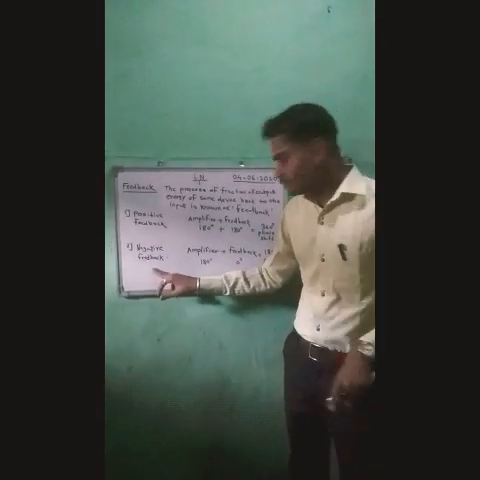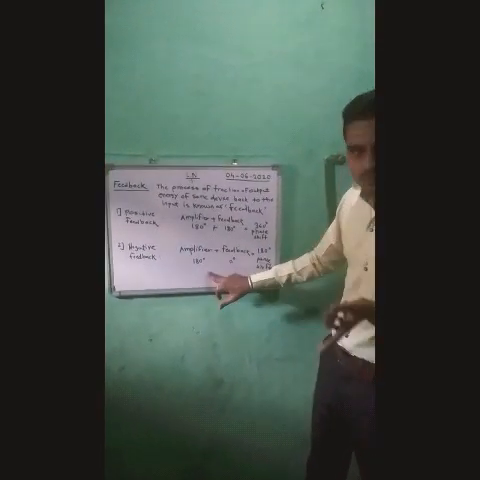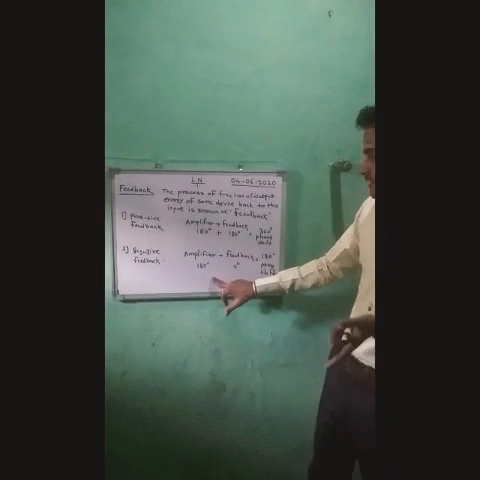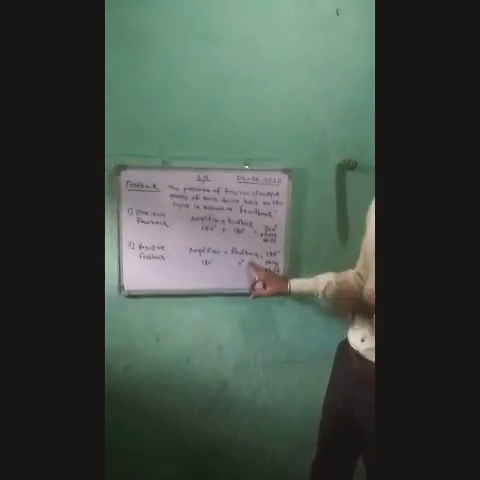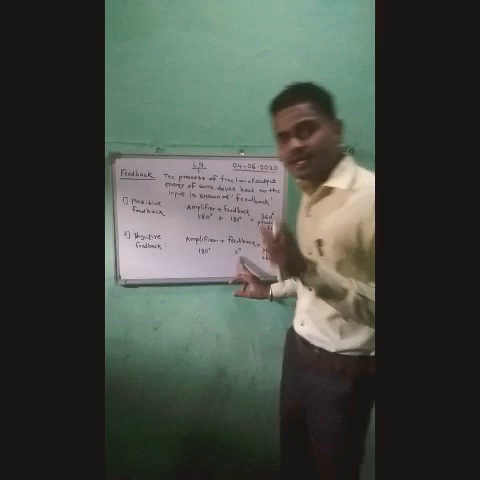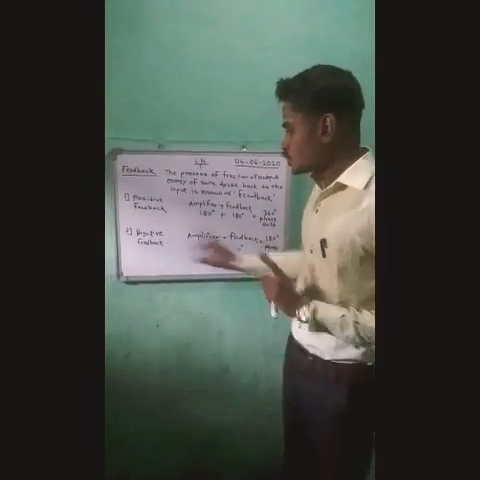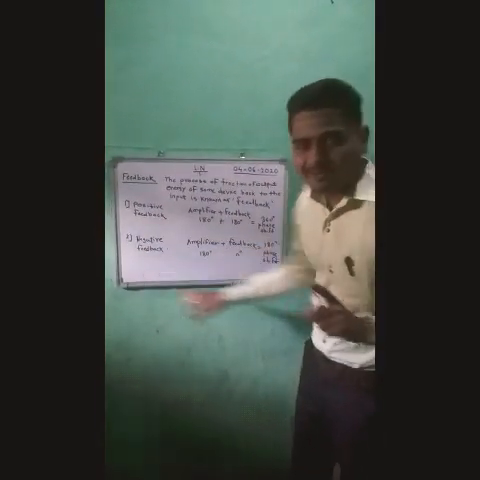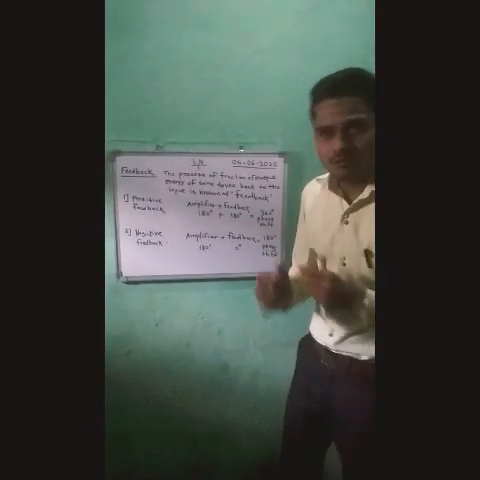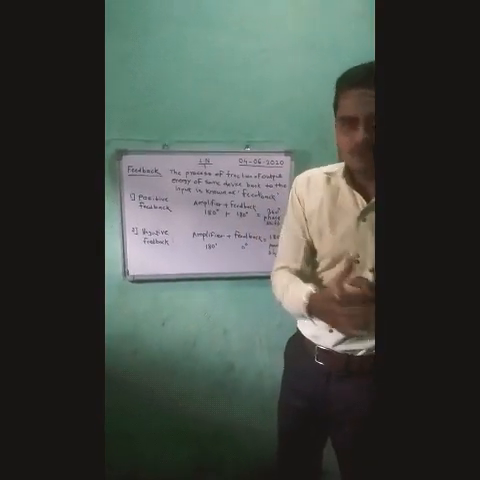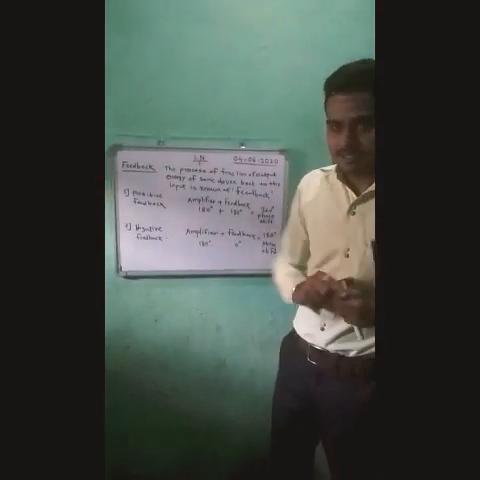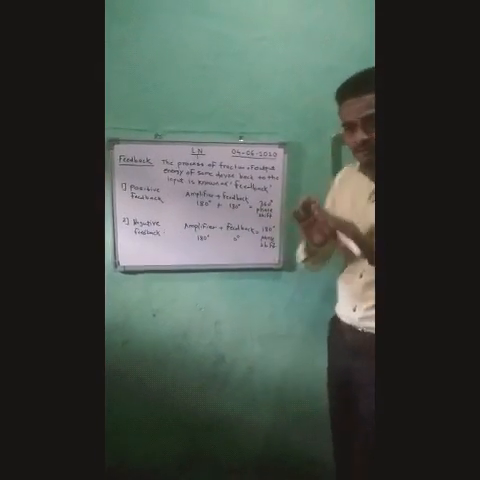But in negative feedback, the amplifier produces a 180 degree phase shift, but the feedback does not produce a phase shift. That is, it is a 0 degree phase shift. So in total, the feedback waveform and the input waveform are out of phase, that is, a 180 degree phase shift.